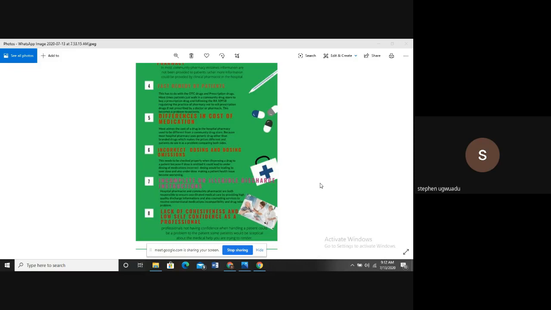So these are the consequences and challenges that most patients encounter in a hospital pharmacy and a community drugstore.